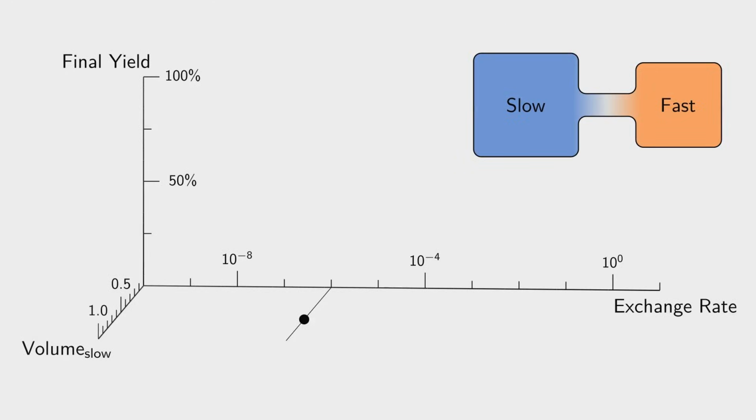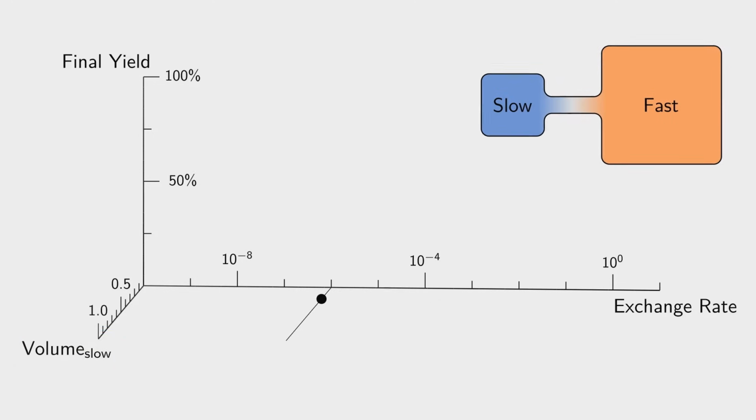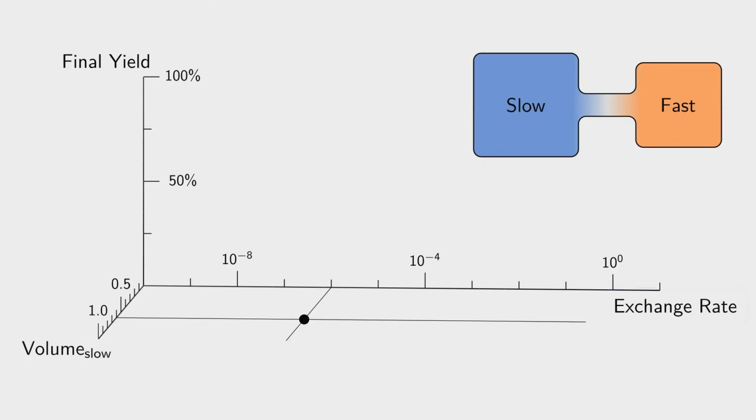To investigate this question, we can now look at the final yield as we change the volume of the slow compartment relative to the total volume, and the particle exchange rate. Importantly, if exchange is very fast, the two compartments represent a single well-mixed compartment. If exchange is very slow, on the other hand, both compartments are essentially isolated and independent of each other. In both cases, we expect no final yield, since both compartments feature a suboptimal nucleation to growth ratio. But what happens at intermediate exchange rates?